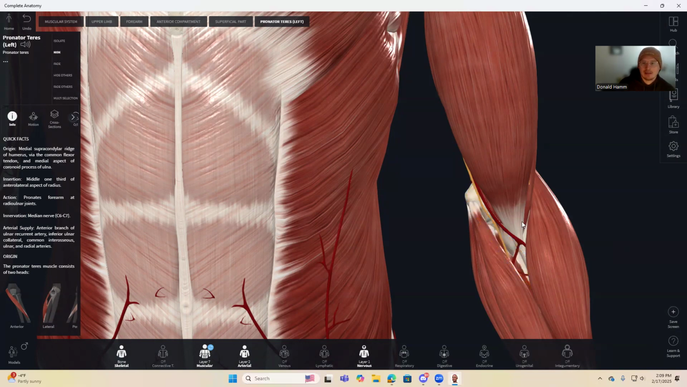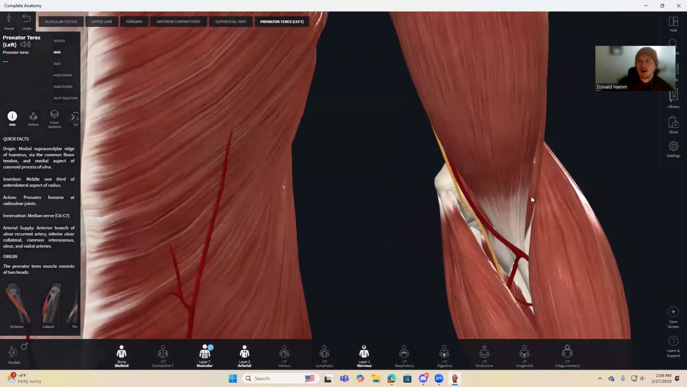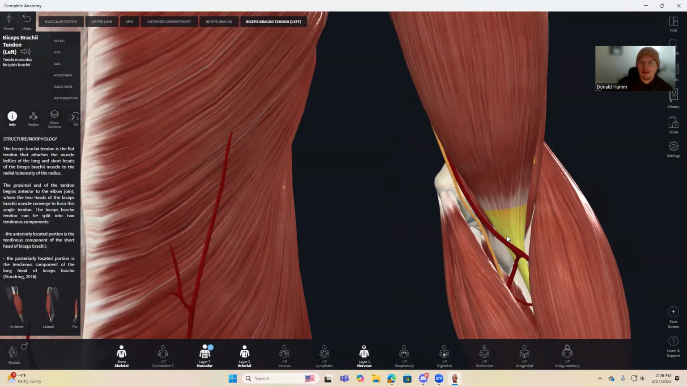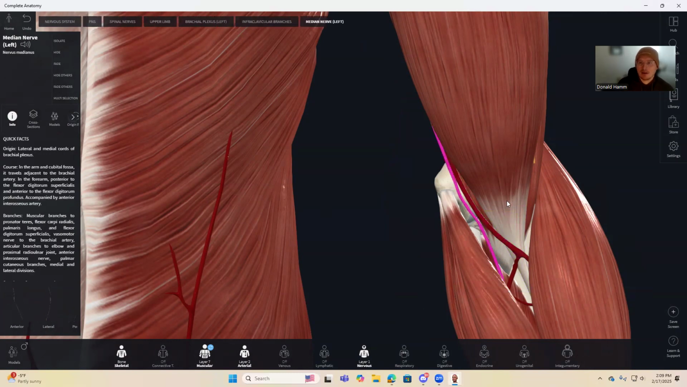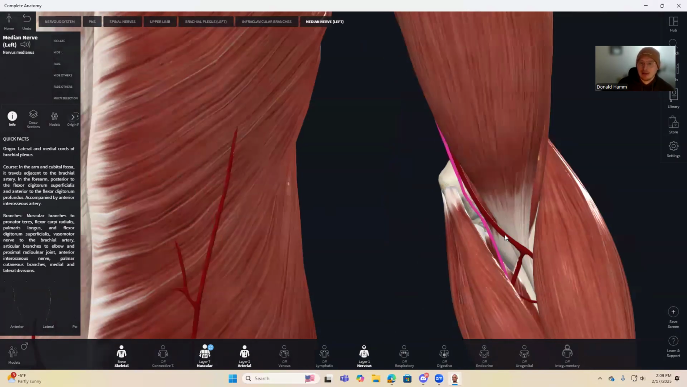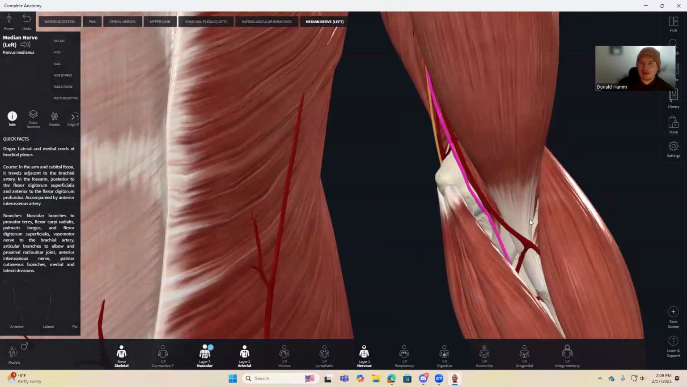So let's hide this here. And when we talk about that mnemonic, oriented laterally to medially, it is going to be the tendon of the biceps brachii, then the brachial artery, and then the median nerve, all of which can be appreciated close to each other in a lateral to medial arrangement. This is worth knowing when we're dealing with structures around the biceps tendon, and it also sometimes can help us distinguish between those two structures.